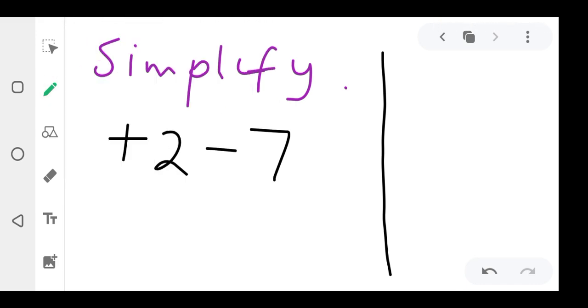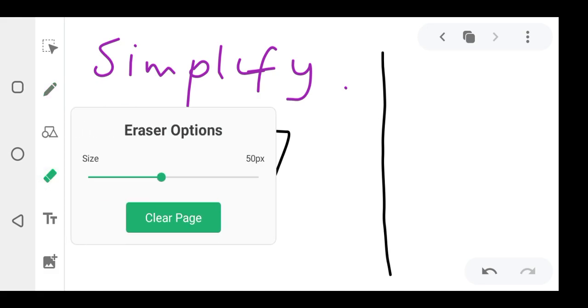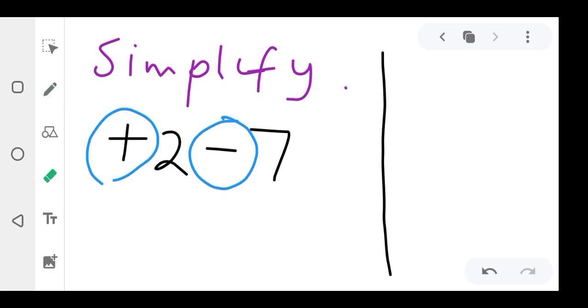When they give you two signs that are different, this sign is positive, this sign is negative, and they are following one another, what do you do? The first thing you do, you should know that you always subtract the smaller number from the larger number. Which number is bigger here, 7 or 2? 7 is bigger, so I have to subtract 7 minus 2. Then the answer I get is 5.